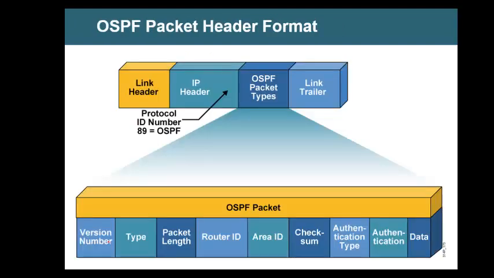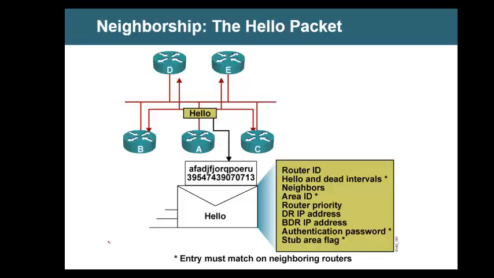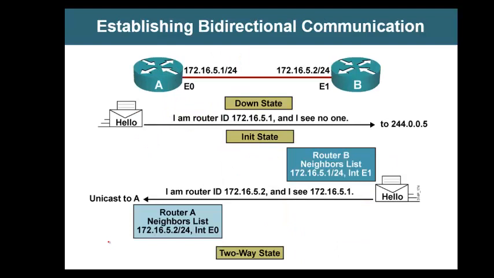Any other question on packet types? We have finished packet types. And now next is establishing bidirectional communication. How OSPF forms neighbor by doing bidirectional communication.